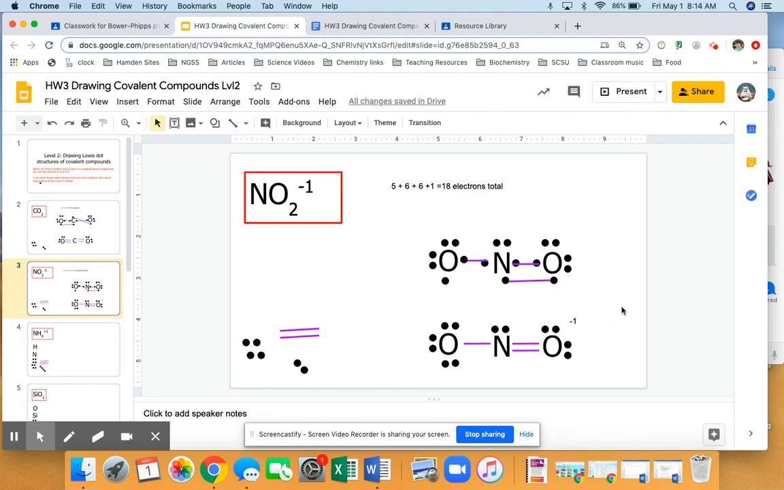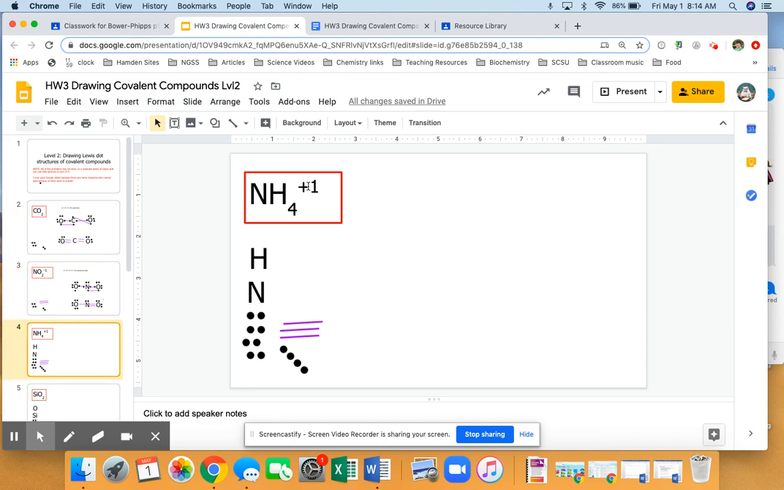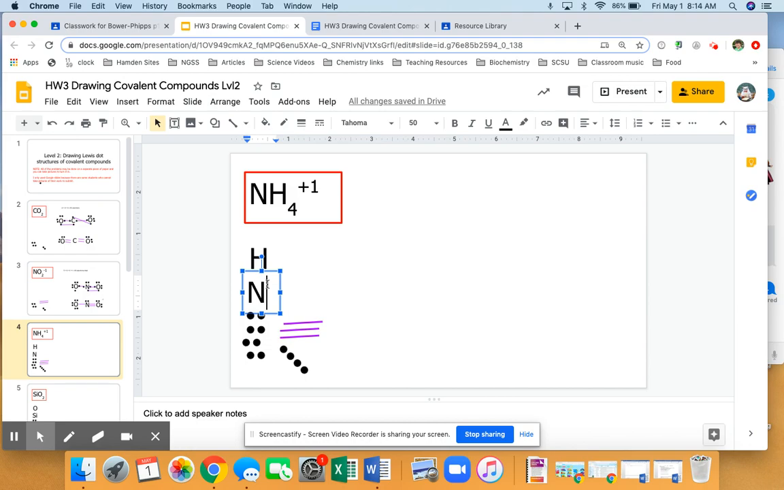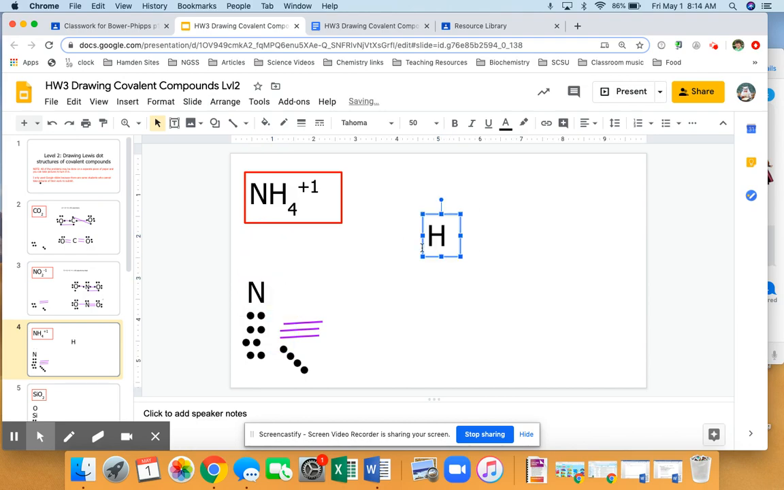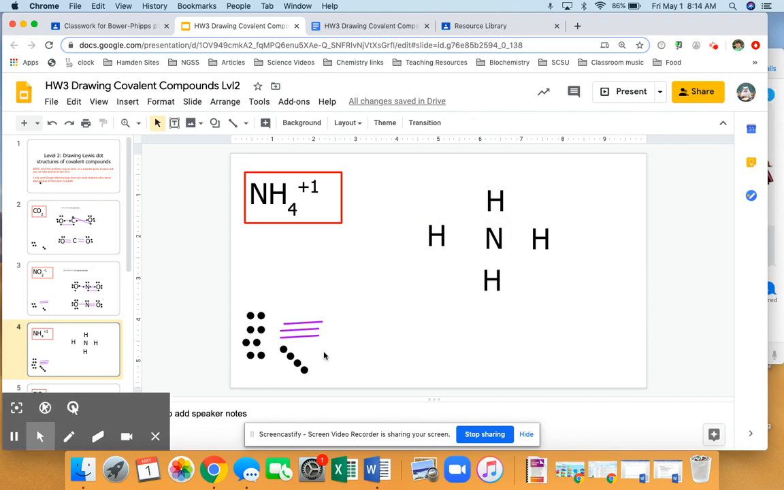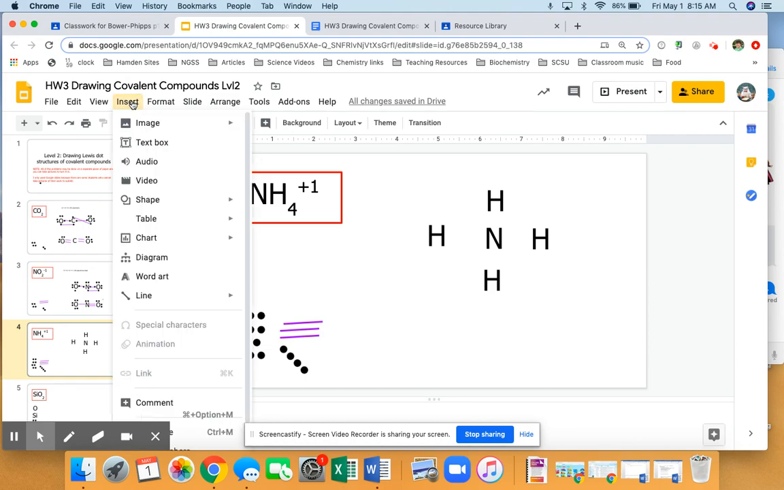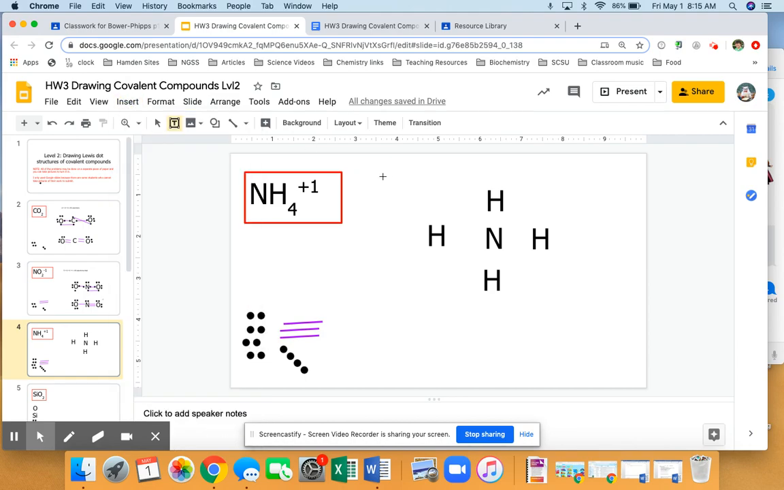All right, let's try the other direction. NH4 with a +1 charge. We do the same things, right? We have our nitrogen and our hydrogens. I'm going to put those in place. Now that I've put those in place, let's go back and do the step that I missed for counting the electrons. So let's put in a text box to count electrons.